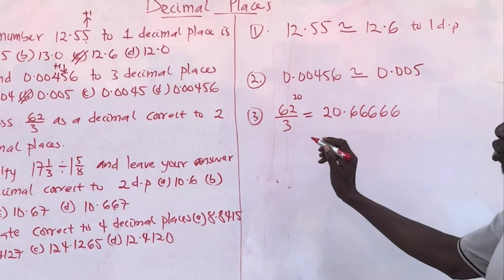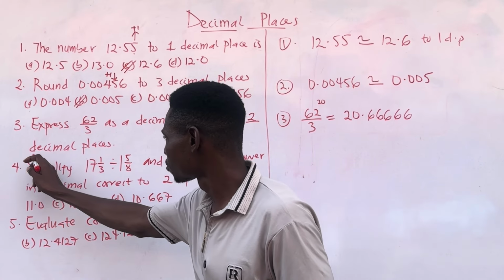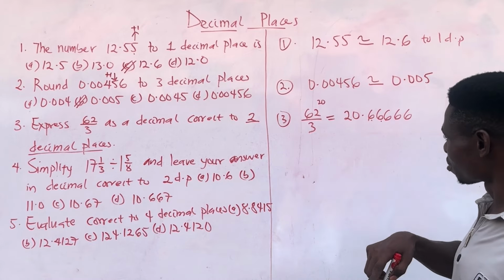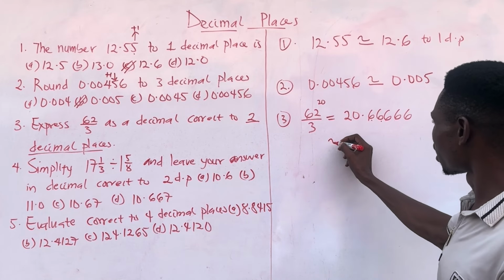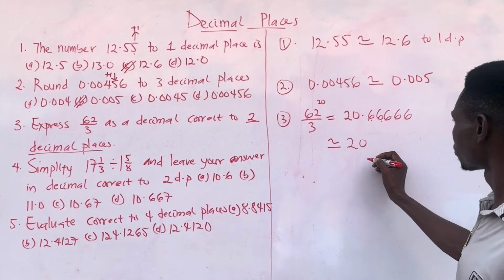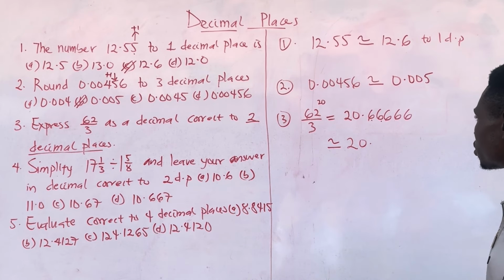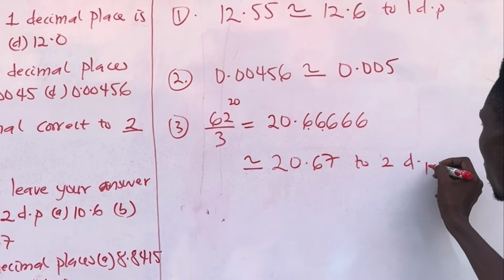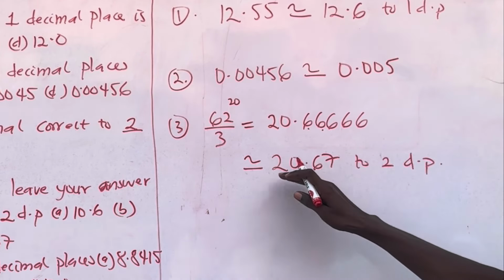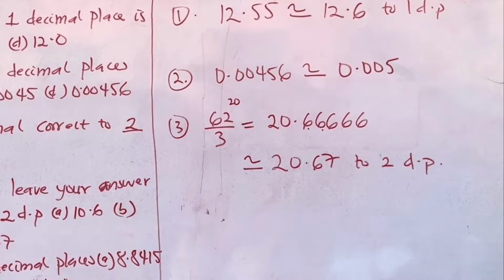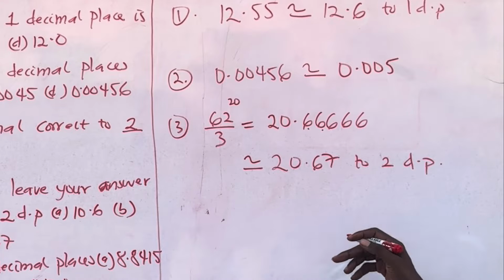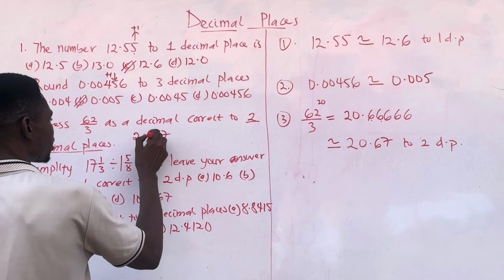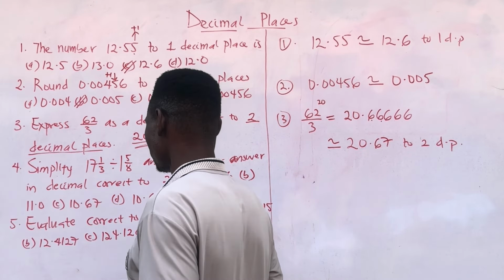But remember, we only need 2 decimal places. So 2 after the decimal point. So our answer becomes 20.67 to 2 decimal places. Okay, no options were given. So the answer is 20.67.